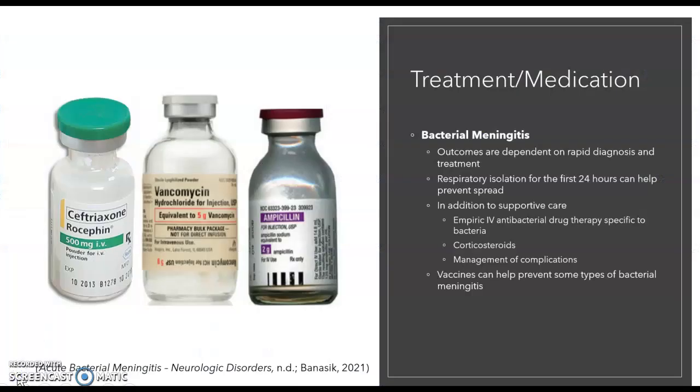Looking at treatment, bacterial meningitis can produce good outcomes if the treatment is provided quickly and appropriately. Supportive care can include IV antibacterial drug therapy specific to the bacteria, corticosteroids, and management of complications. Patients should be on respiratory isolation during the first 24 hours to prevent spread, and vaccines may prevent certain types of bacterial meningitis.